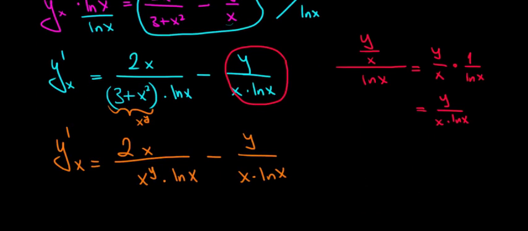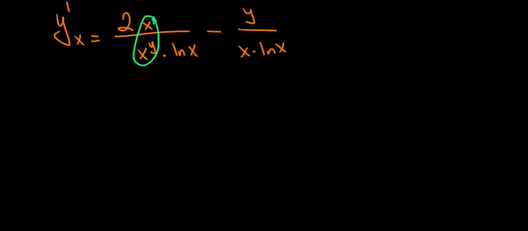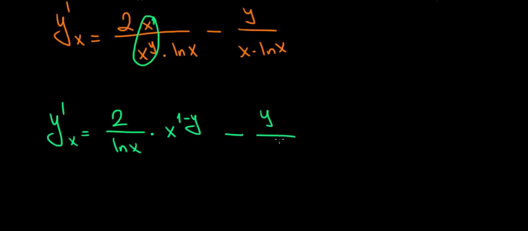What do we see here? We can see that we have x and x on the numerator and denominator. Now x on the top is to the power of 1, on the bottom is to the power of y, with a division, so we are going to subtract the powers, keep the base of x and subtract the powers. So we have 2 divided by ln of x, and from here we're left with x to the power of 1 minus y, minus y divided by x times ln of x. And that's it. That's the final answer. That's y derivative with respect to x.